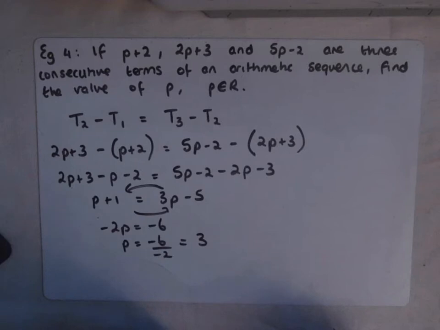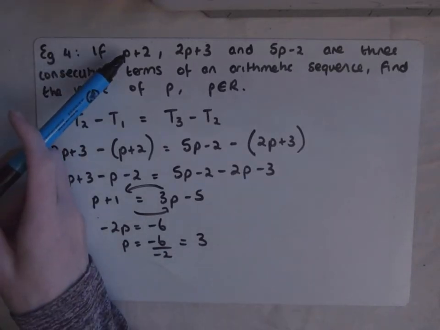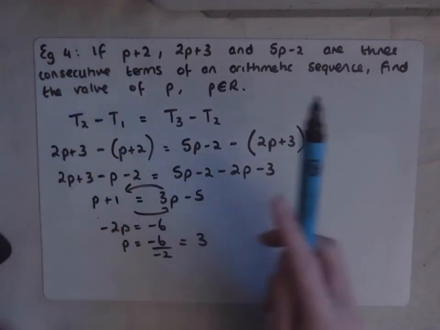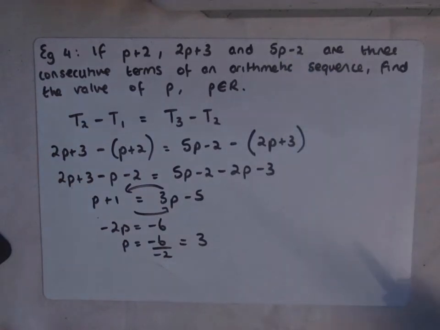Now if they asked you to write out the terms, you know that p is 3, so it would be 3 plus 2, which is 5, 2 times 3, 6 plus 3, which is 9, so 5, 9, and then 15 take 2, 13. 5, 9, 13 would be your pattern, okay?